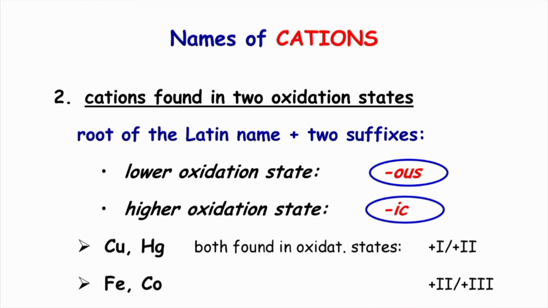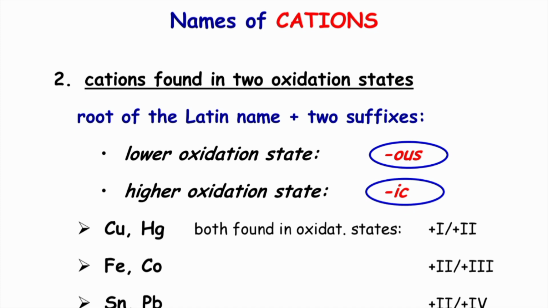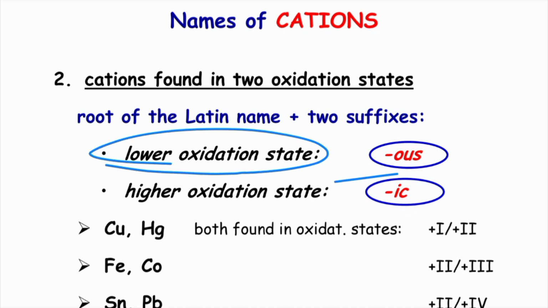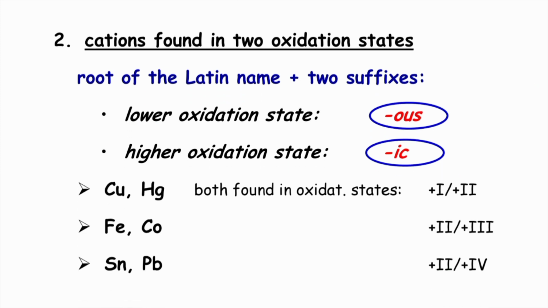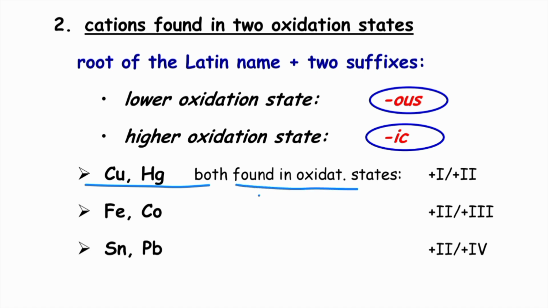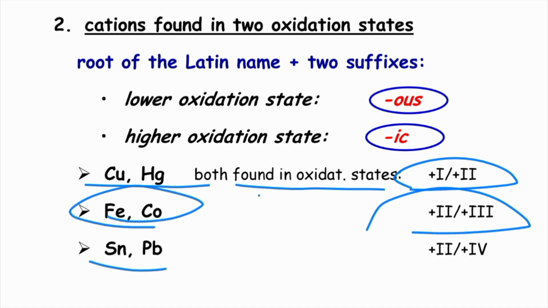Cations found in two oxidation states. The root of the Latin name is specific: the lower oxidation state ends with -ous, and the higher oxidation state ends with -ic. Copper and silver are both found in oxidation states +1 and +2, iron and cobalt +2 and +3, tin and lead +2 and +4.